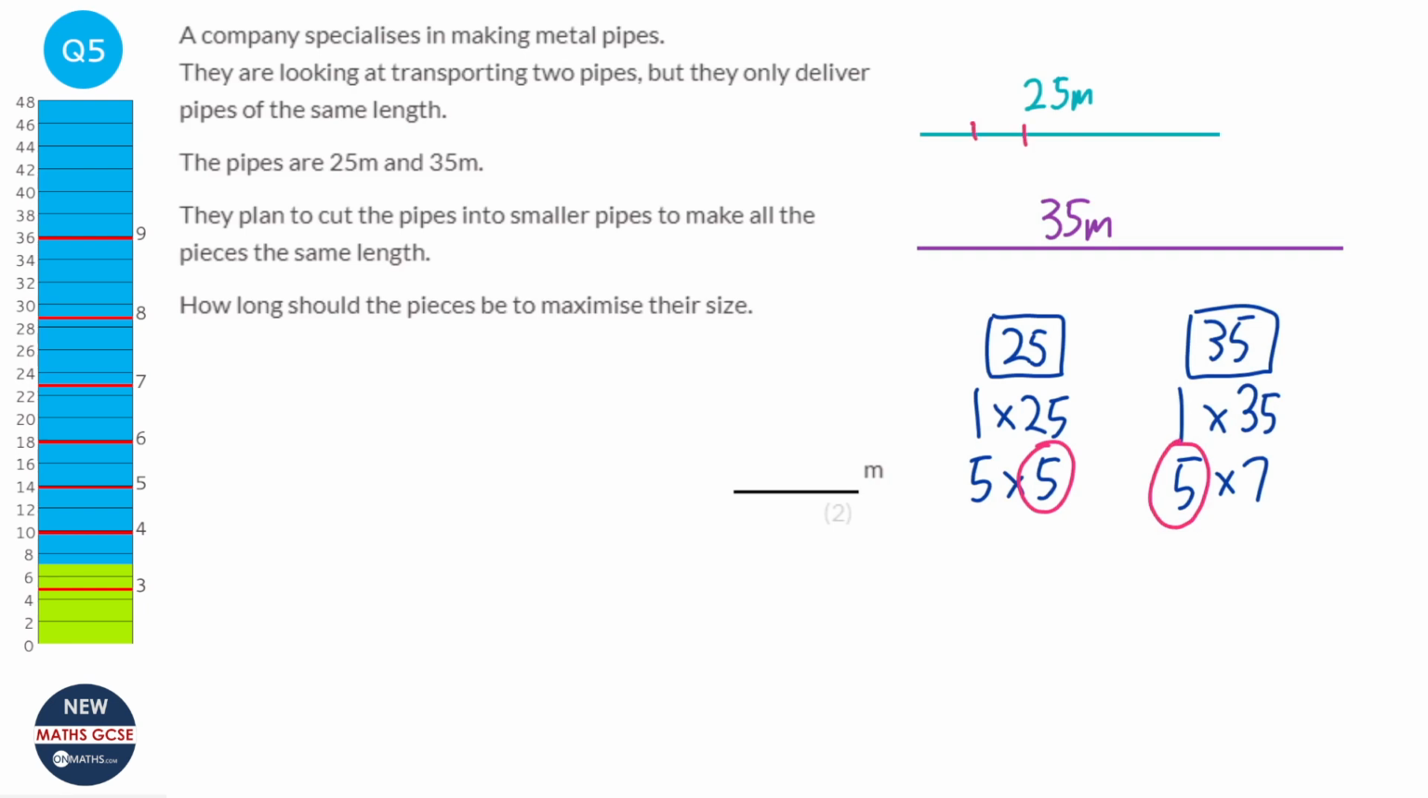So 1, 2, 3, 4, not to scale, and then 7 of these, so 1, 2, 3, 4, 5, 6. And so there's 7 in total. So each of these are 5 meter long, and there's no wastage. And that's the longest we can make the pipes for there to be no wastage at all. So my answer is 5 meters.